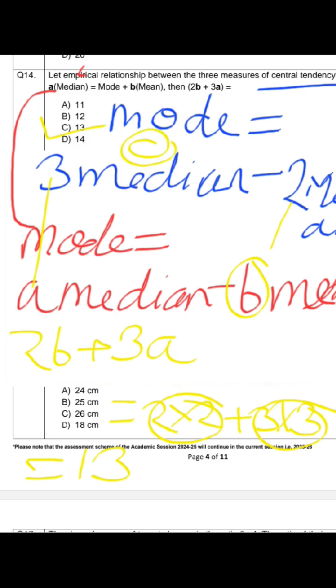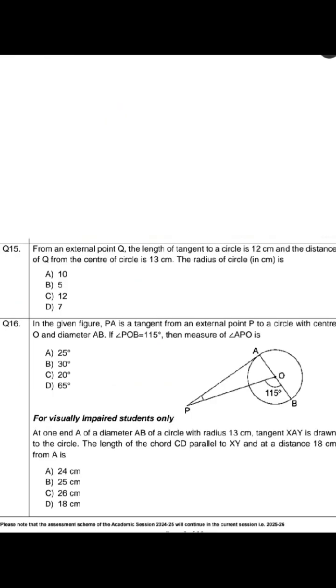I hope you have understood this question in a very nice way. Now the question number is 15 here. How will we solve question number 15?